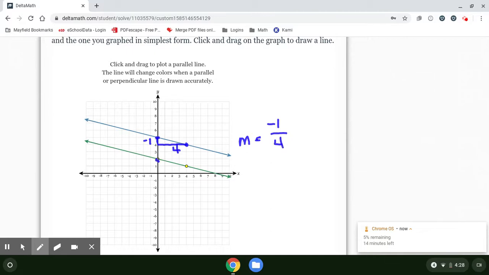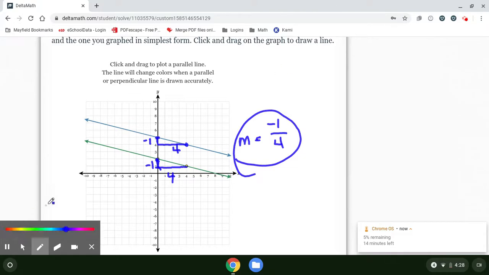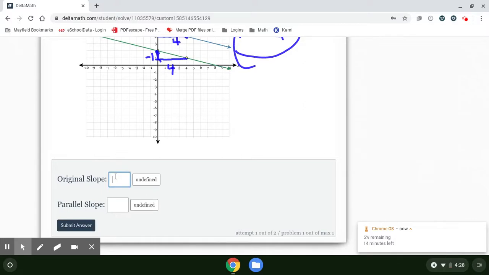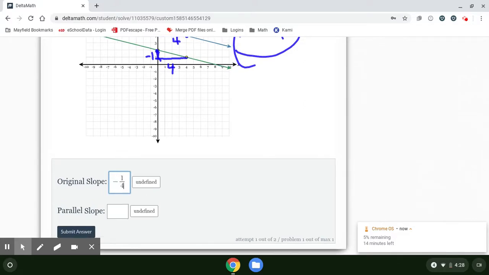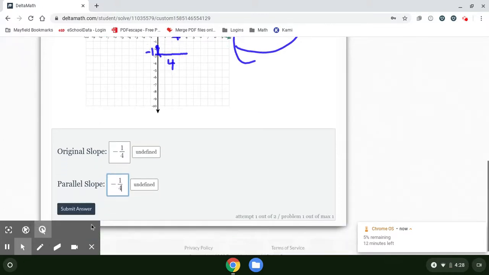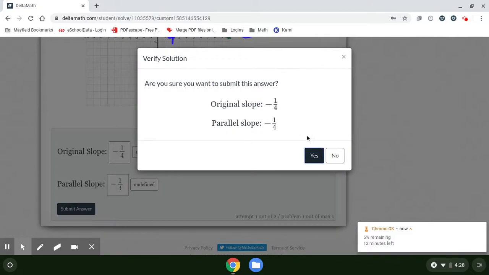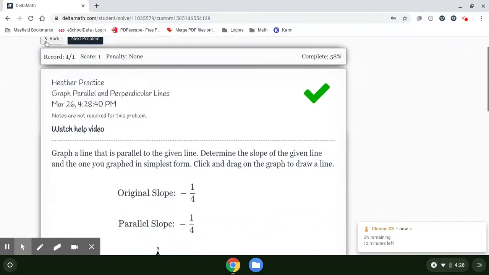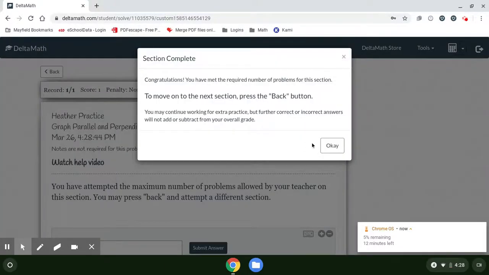I can check the green line also. I'm going to go down 1, right 4. So both of them should have that slope of -1/4. And you'll notice once again they want me to type the slope of both. And they have to be the same. And they are the same. So they are parallel.